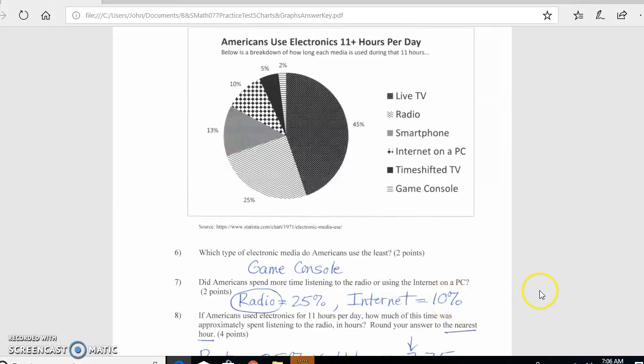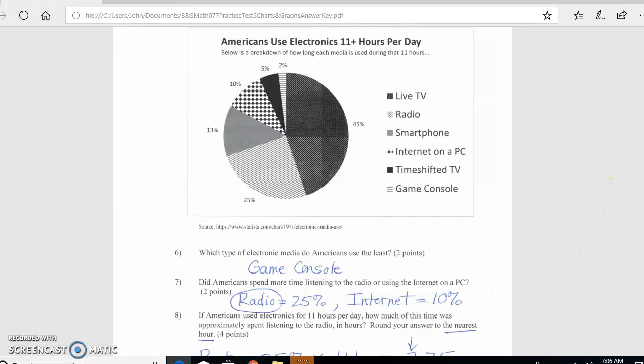And then question number 7. Did Americans spend more time listening to the radio or using the internet on a PC? So we can go to our chart and we see that this section here with the wavy lines is the radio, and that is 25%, which is what I put down here. The internet, we find here as these little boxes, and that's 10% of the day. And so which did Americans spend most time listening to or using? It was the radio at 25%.